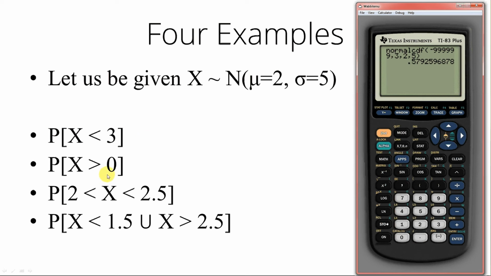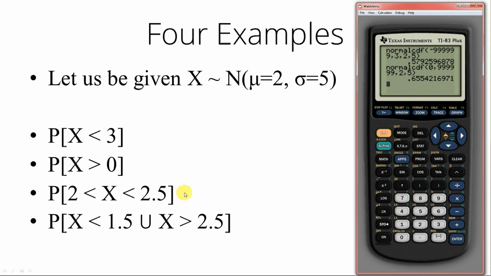Second one. In the first, we had no lower bound, we just had an upper. Here we have no upper bound, we just have a lower. So again, DISTR, normalcdf. The lower bound is 0. The upper bound is some very large positive number. Again, the mean is 2, standard deviation is 5, and enter. So the probability that x is greater than 0 is 0.6554.